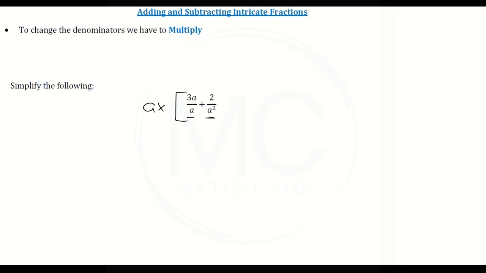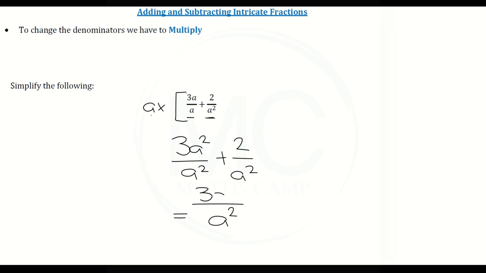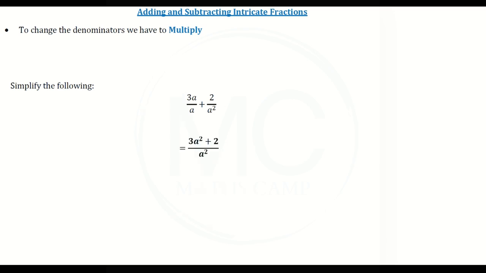A multiplied by 3a gives us 3a squared. A multiplied by a gives us a squared. Then we can add our second fraction of 2 over a squared. Now we have a common denominator of a squared. In our numerator, we have 3a squared plus 2. These are not like terms, so we cannot add them together, which means that this is our final answer.